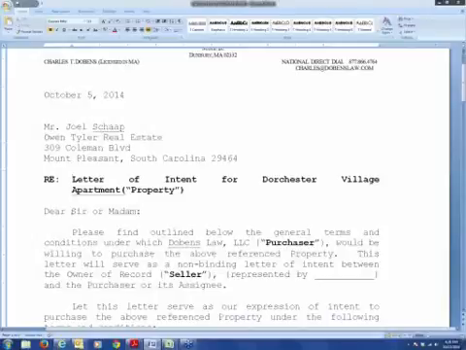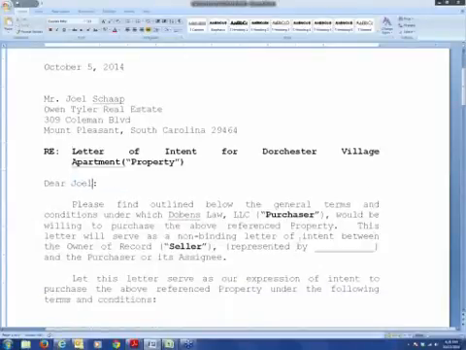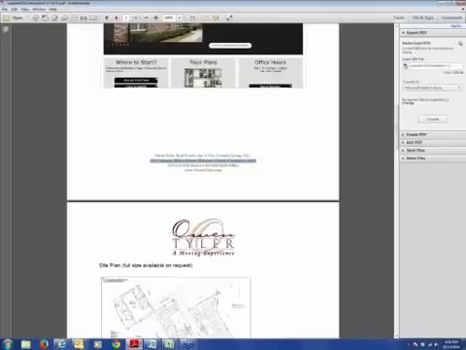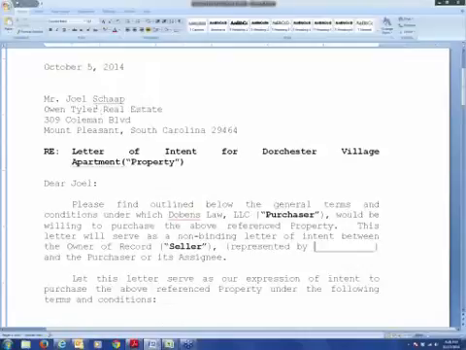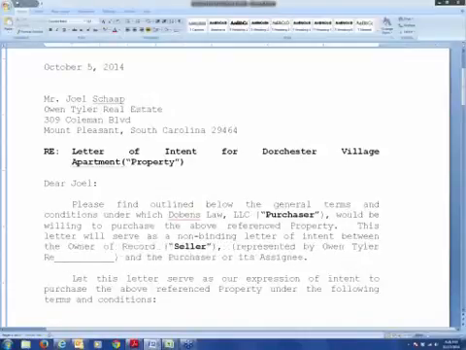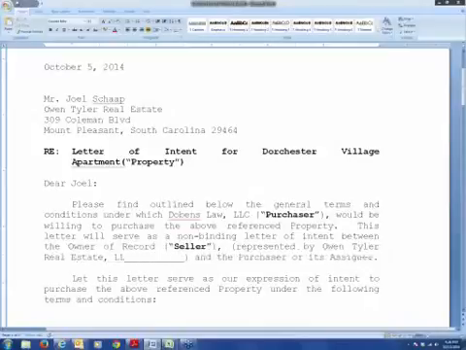All right, dear, I'm going to call him Joel because I've had a conversation with him on the phone. Please outline how Dobbins Law would be willing to purchase the above referenced property. This letter will serve as a non-binding letter of intent between the owner of record, seller, represented by Owen Tyler Real Estate. Is that the name of the place? If it's wrong, you guys are all yelling at me right now. Owen Tyler Real Estate. Owen, no, I got it right. I'll be represented by Owen Tyler Real Estate LLC.